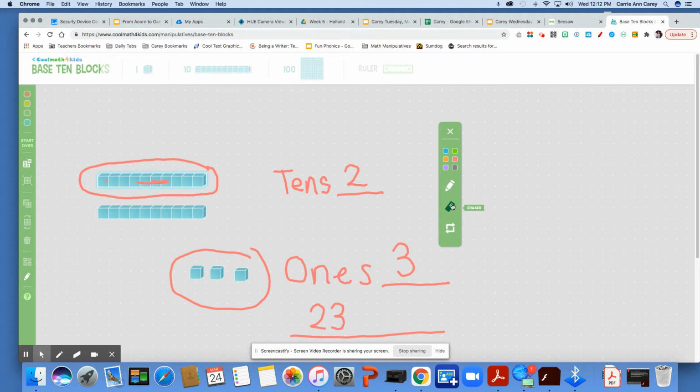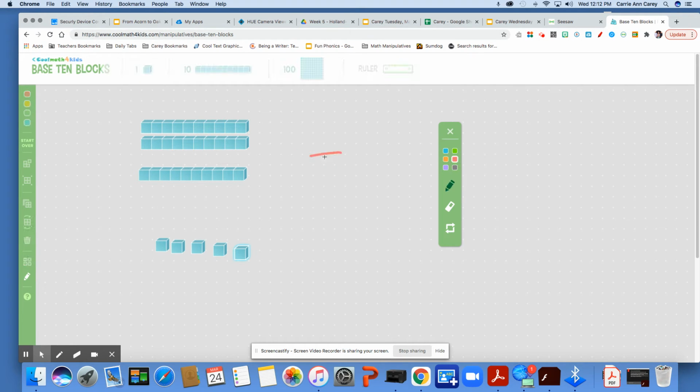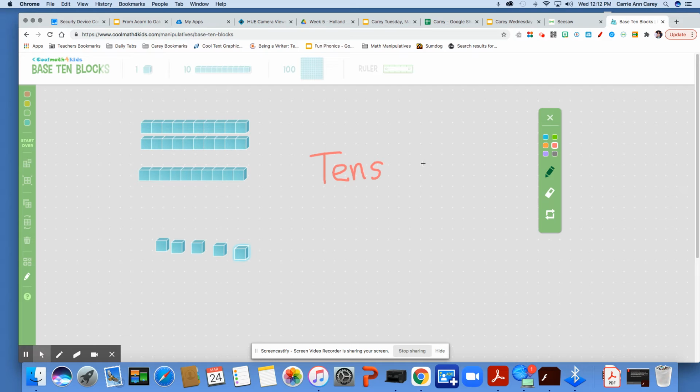Let's try this again. So we're going to start over. I'm going to drag down a couple of tens and then a couple of ones. So I want you to think, how many tens do you see? How many tens do you see there? I see one, two, three. So there are three tens.